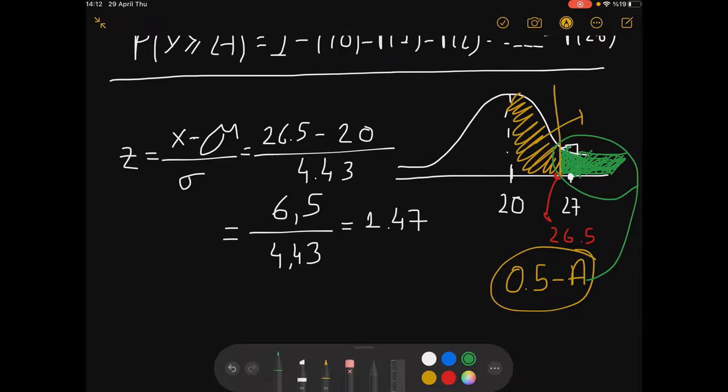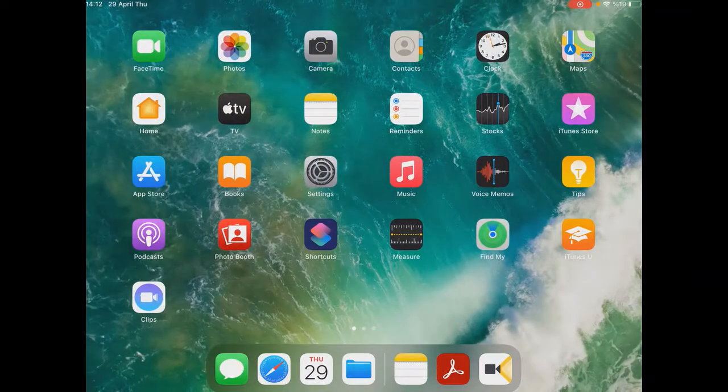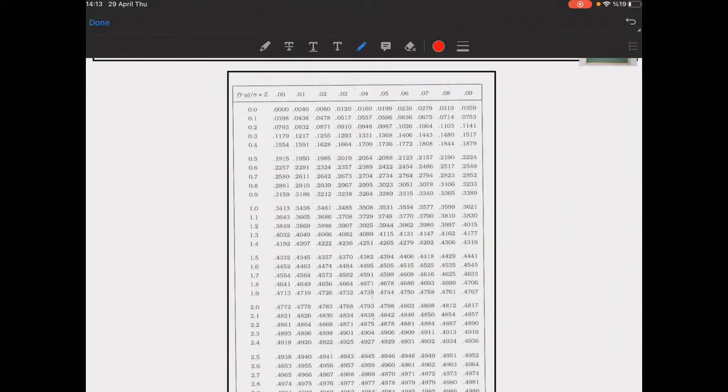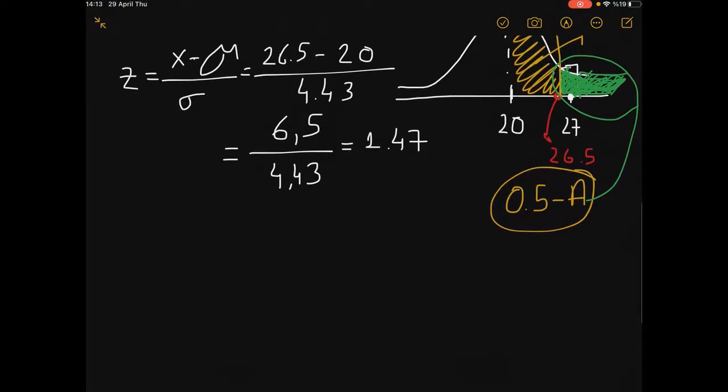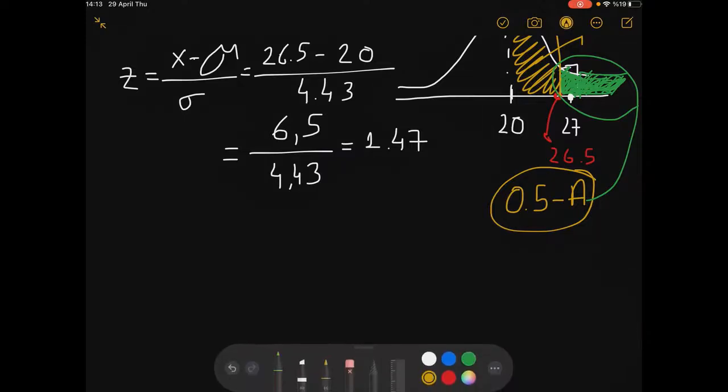Please double check yourself. I think yes. And let's go ahead and use the table for this purpose. What's the number? It's 1.47, right? 1.40 is right here, and your 7 digit is right here. 1.47 is 0.4292. So this yellow area is 0.4292. But what I'm looking for is greater than this one.